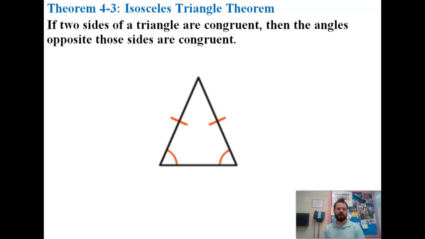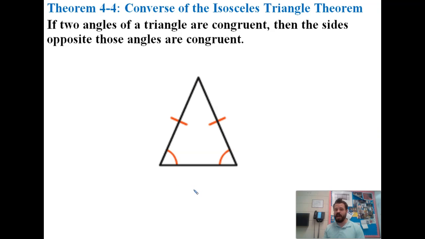And then we'll give you our isosceles triangle theorem. It just says that if two sides of a triangle are congruent, in other words, if we have an isosceles triangle, then the angles opposite those sides are congruent. So if we have the legs of an isosceles triangle congruent, the base angles across from them will also be congruent.